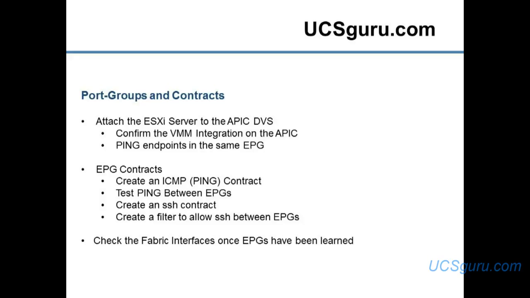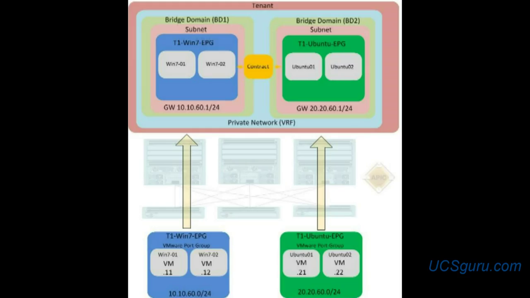So we're going to create an ICMP contract to ping between hosts within different EPGs, and then we're going to create an SSH contract to allow SSH between VMs within different EPGs, and then we'll just check the fabric interfaces along the way, just to see what they're learning. So to give a diagrammatical picture of what we're going to do.